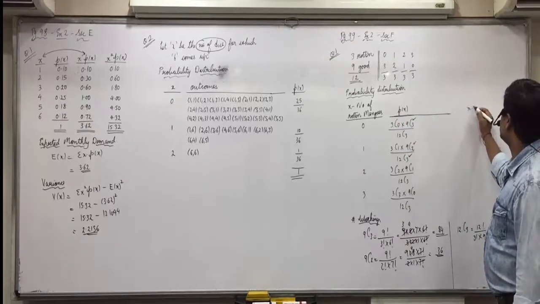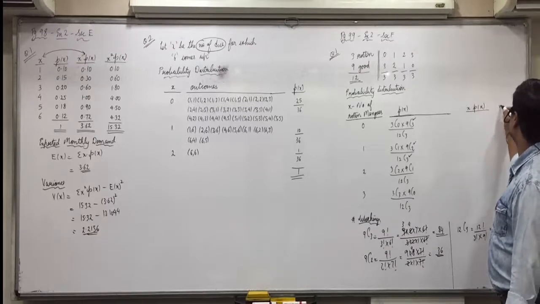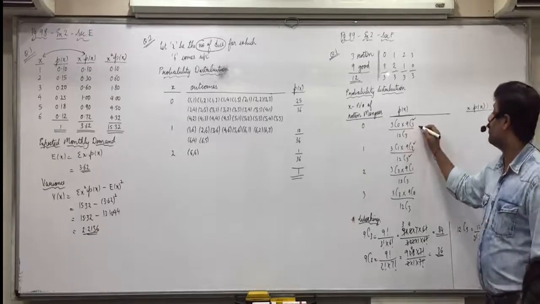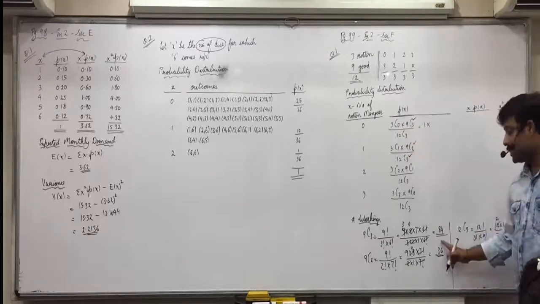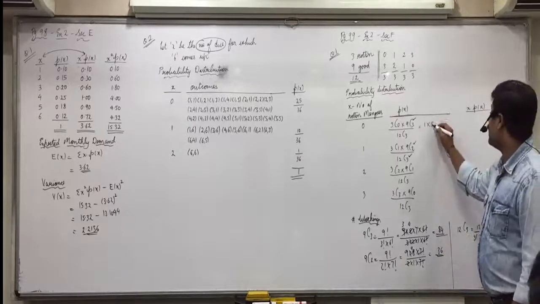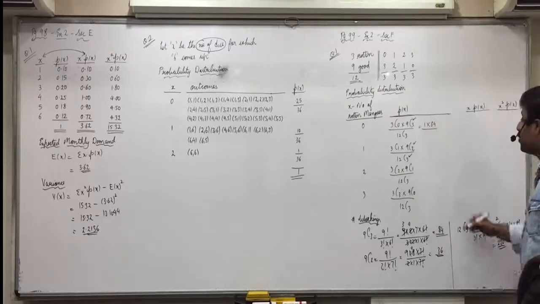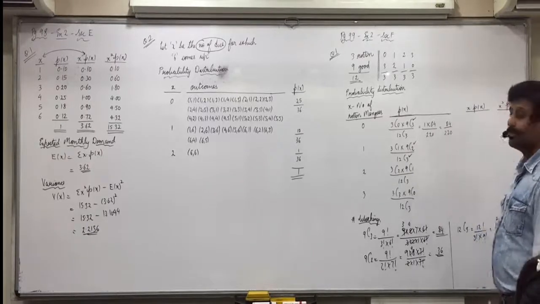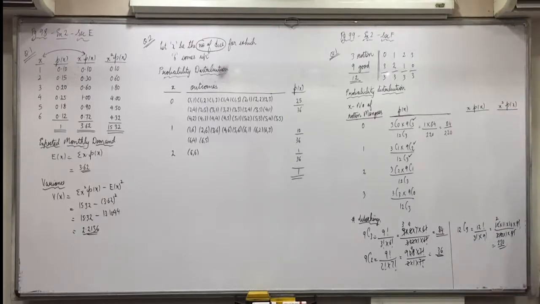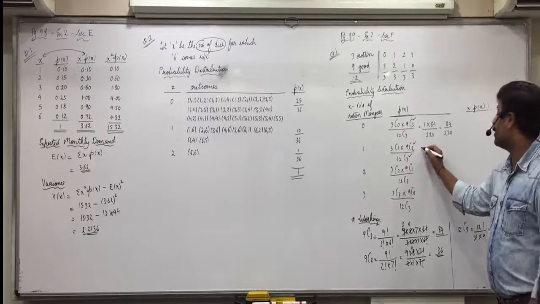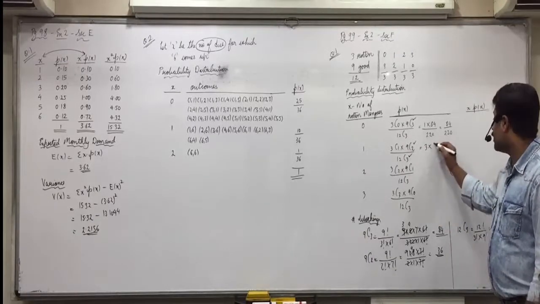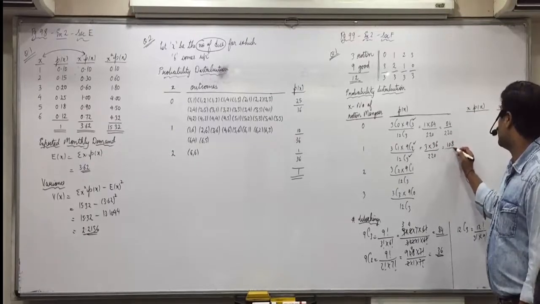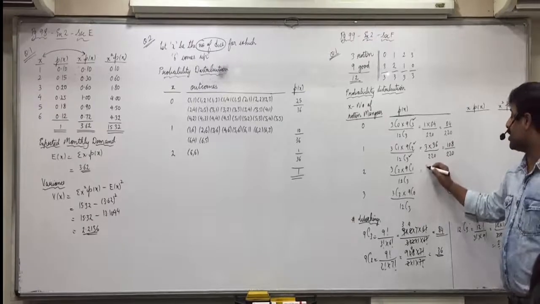And after that we require x into p(x), and variance is asked, so x square into p(x). What is 3C0? 1. 9C3 we obtained 84. 1 into 84 upon 12C3, 220. So 84 by 220. Understood this, everyone? Then 3C1, 3. 9C2, 36 upon 220. 108 upon 220.